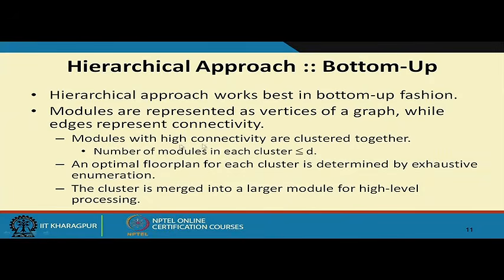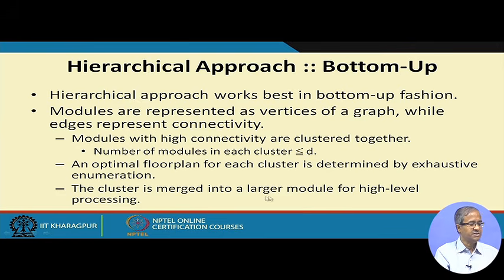Suppose I select a set of d such nodes which are strongly connected. You take that set of d nodes and place them optimally, because you explore all the possibilities and find out which floor plan configuration gives you the minimum cost. Take that and replace those 5 nodes by a single macro node, but limit that number to d equal to 5. So, the exhaustive enumeration is done at every step. This cluster is merged into a larger module for higher level processing. Repeat this process.